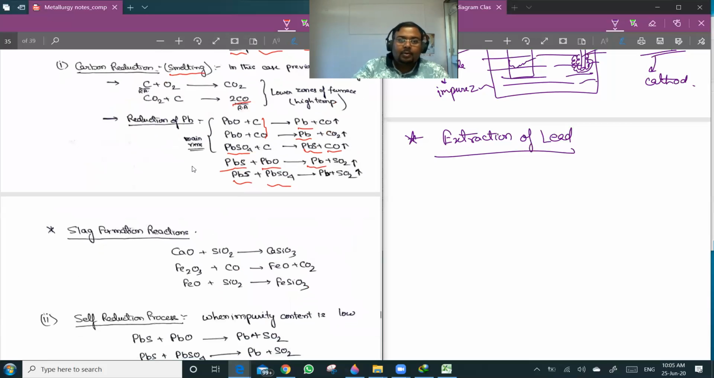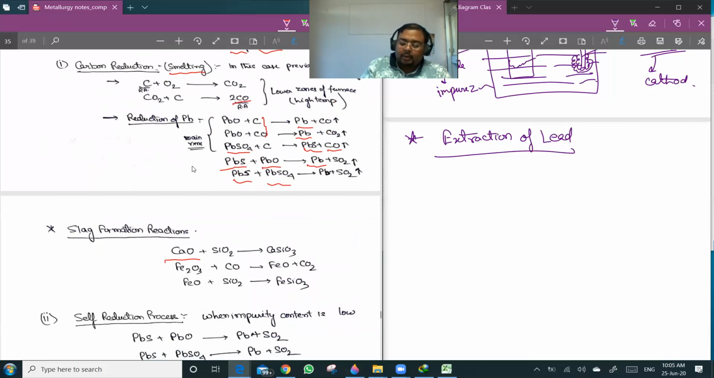Apart from that, you also have slag formation reactions. Calcium oxide reacts with SiO2 to give CaSiO3. Fe2O3, which is present as an impurity, reacts with CO to give FeO and CO2, and this FeO reacts with SiO2 to give FeSiO3. All of these are slag components. They are lighter than the ore, and they will be separated.